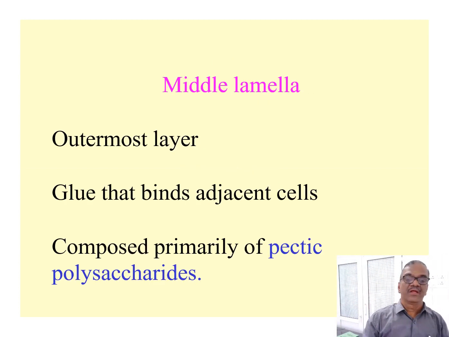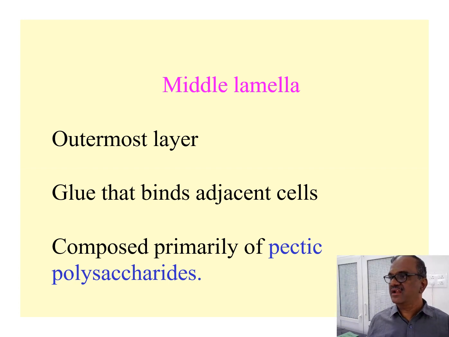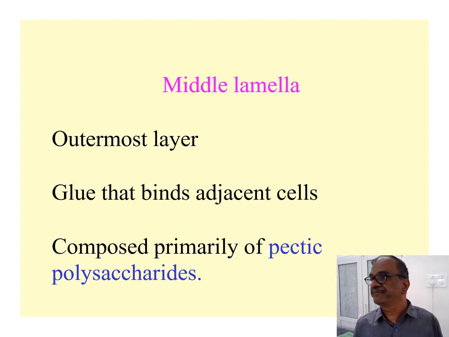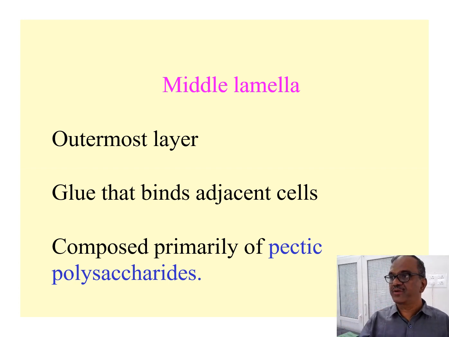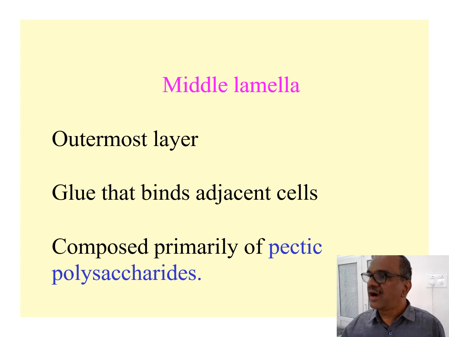Okay, so the middle lamella is the outermost layer. It is the glue that binds adjacent cells. Okay, one cell is attached to another cell with the help of the middle lamella. So if you write that one cell is attached to another cell by the plasma membrane in the case of plants, is it wrong or right? It's wrong, isn't it? The plasma membrane is present, and over that only the middle lamella is present. So that middle lamella layer is important for connecting one cell to another cell.